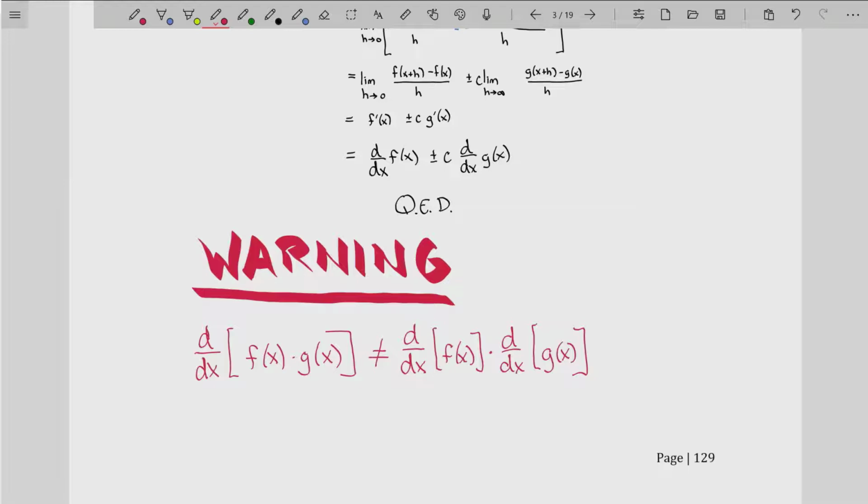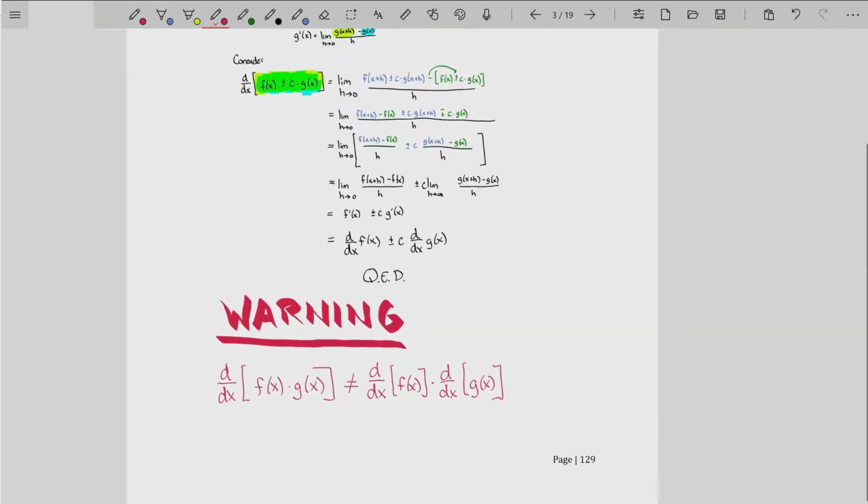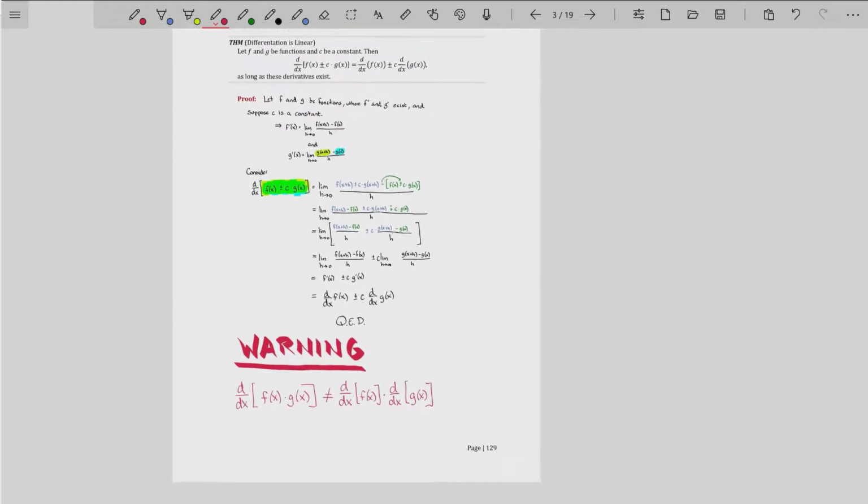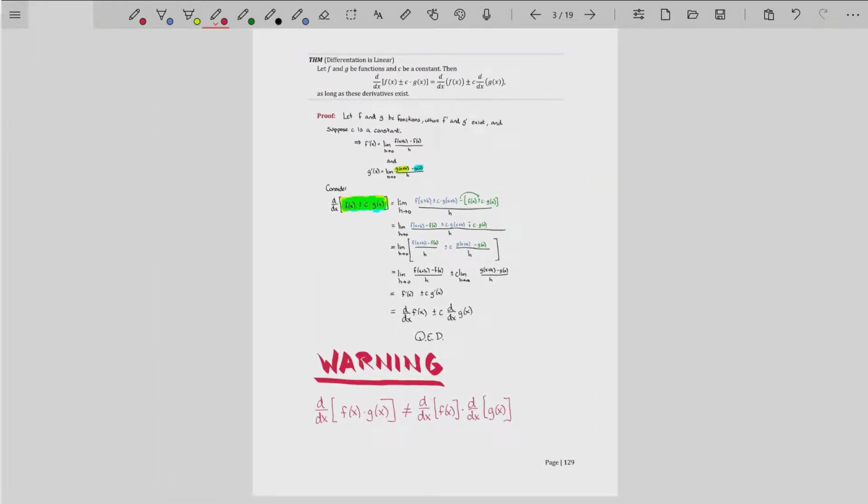But a lot of people like to make their own rules. And I'm telling you, if we haven't proven it, then it is not true. And we have not proven that the derivative of a product is the product of derivatives. We've proven that the derivative of a sum or a difference is the sum or difference of derivatives. So that's very, very critical. Do not treat the product of a couple functions as you would the sum of functions when it comes to derivatives. It's very, very dangerous.